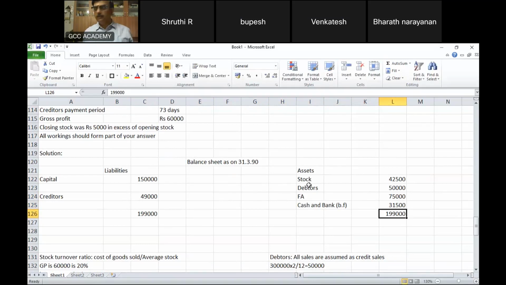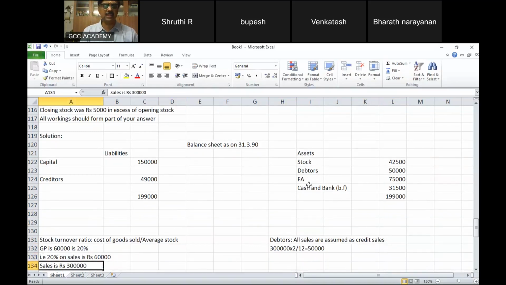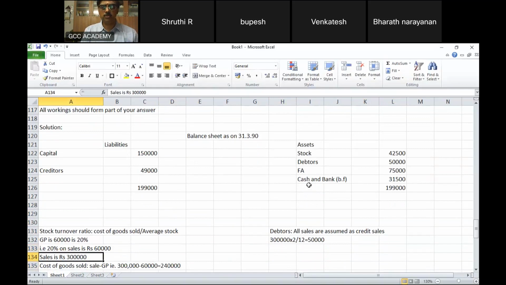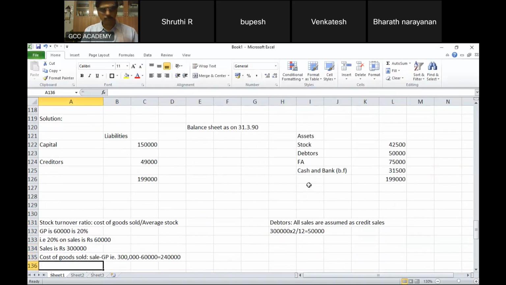Clear? Any doubt? So let me take you through the calculations. First of all, we got an important information regarding stock turnover ratio, which we know the formula. For that, we need to calculate cost of goods sold, for which you have been given GP is 60,000 and 20%. So if GP is 20% and 60,000, sales is 3 lakhs and cost of goods sold is 2,40,000.